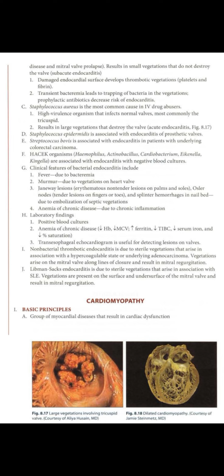Damaged endocardial surface develops thrombotic vegetation. Transient bacteremia leads to trapping of bacteria in the vegetation. Prophylactic antibiotics decrease risk of endocarditis. Staph aureus is the most common cause in IV drug abusers. High virulence organism results in large vegetations that destroy the valve.